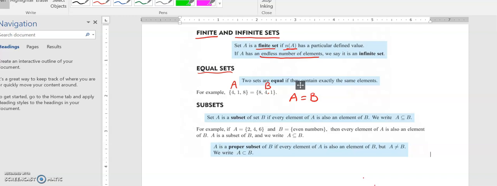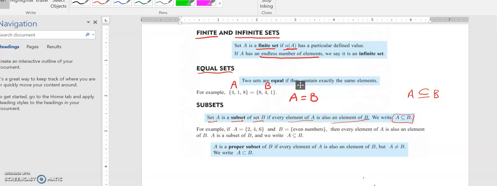Now, the next thing is a subset. A subset, by definition, we say that set A is a subset of set B if every element that's in A is also in B. And this is the symbol we use. Notice it's a little kind of U with a line underneath it. So A is a subset of B. Now, this definition says that if everything that's in A is in B, A is a subset of B.